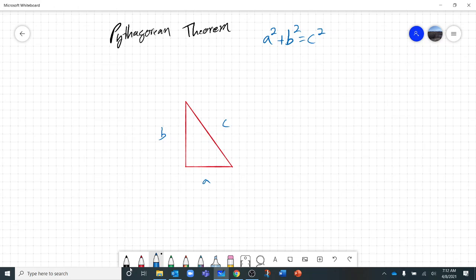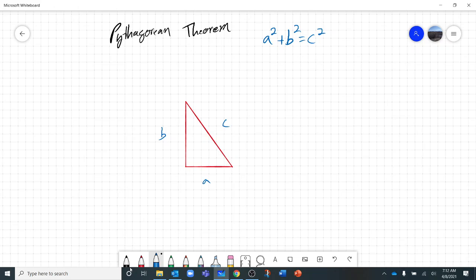This side C, we call it the hypotenuse. It's the longest side in a triangle. Because it's diagonal, you can't just count the units. We don't know how many units long it is based off of the drawing. We could get a ruler out and figure this out. Maybe we'll do that in class, just to prove this to ourselves, I guess.